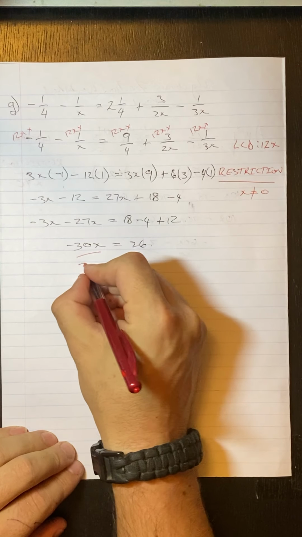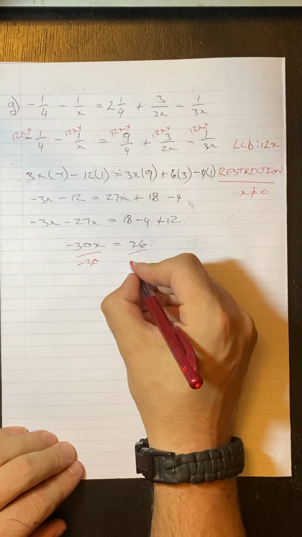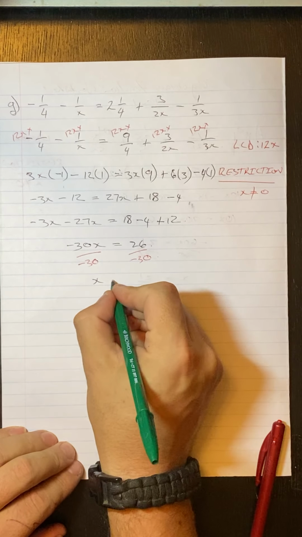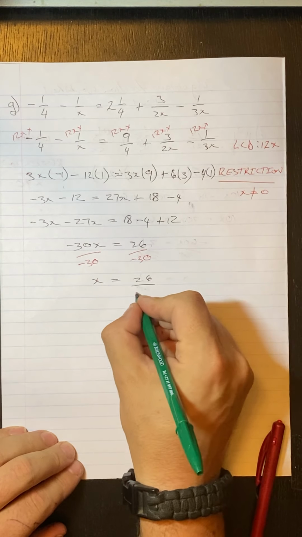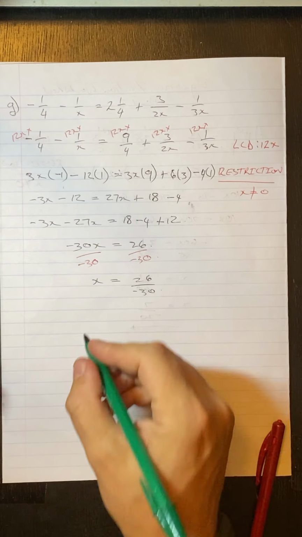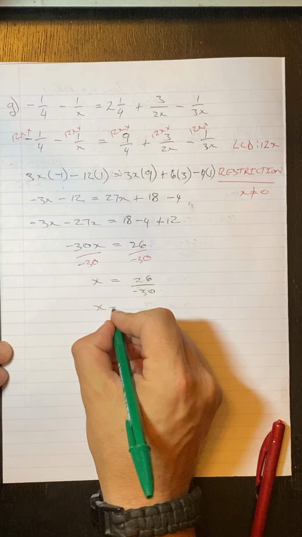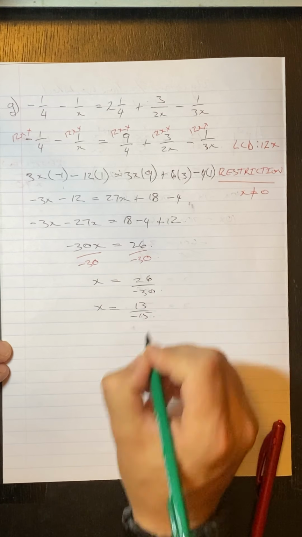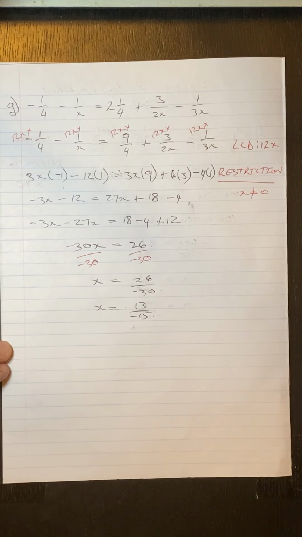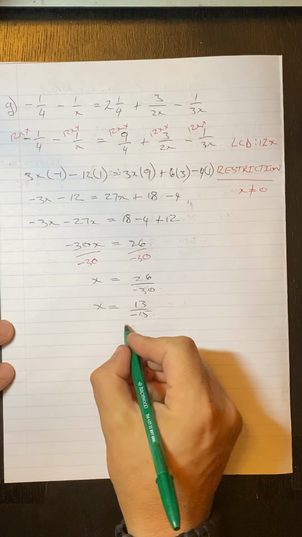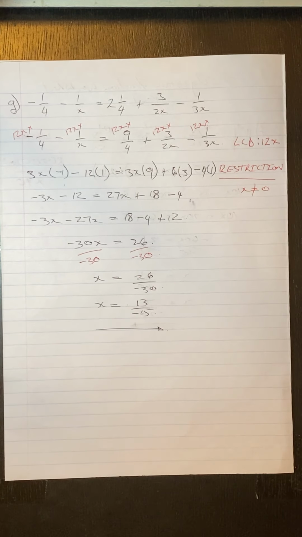Divide both sides by minus 30 to get the x on its own. And those will cancel, and you're left with x is equal to 26 over minus 30. We can simplify that to be x is equal to 13 over minus 15. All right, let's just check our restriction. X cannot be equal to 0. We don't have that, therefore that is a solution.